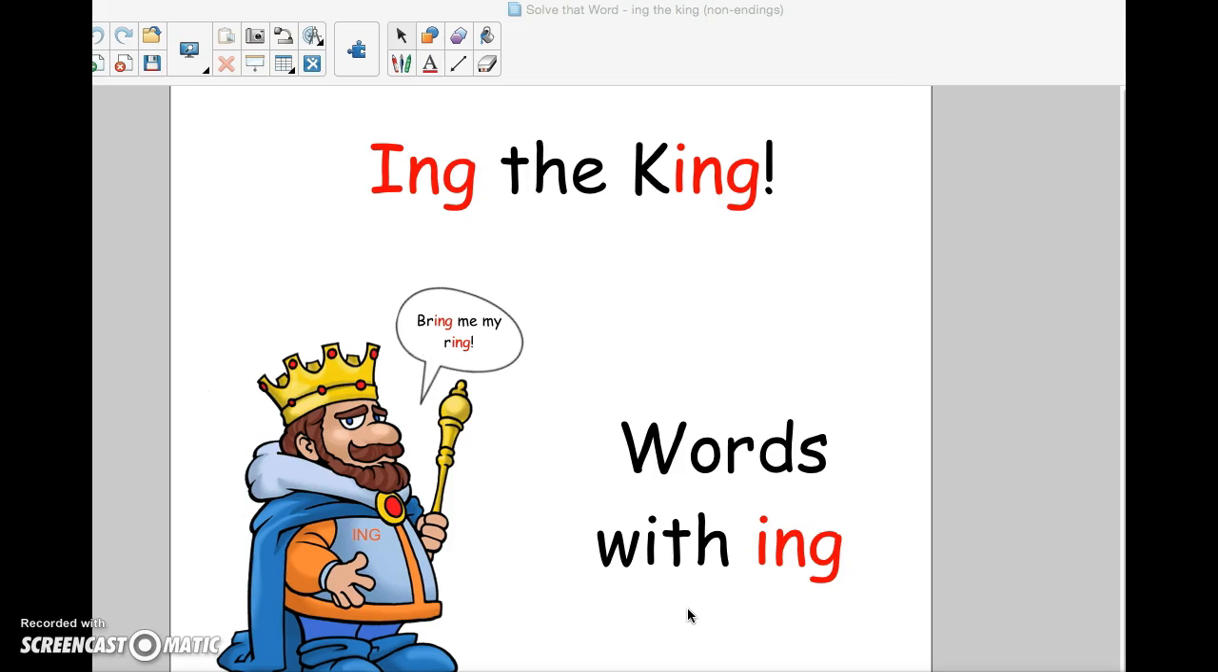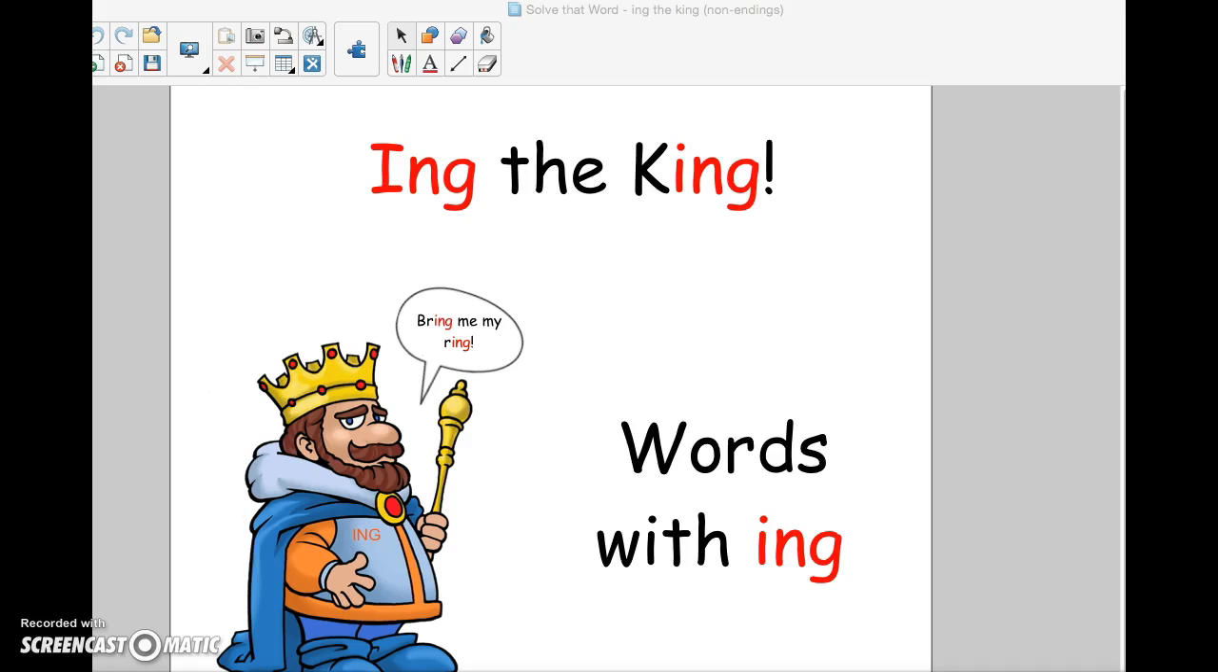And I introduce ing by using the character of Ing the King. And I taught this over 2 days, because there's two ways that you can use ing. You can use ing within a word, like in king, ring, bring, or you could add ing onto the end of a verb to form its present participle. So for example, running, swimming, that sort of thing. So I'm going to show you a couple of examples that we did during class.